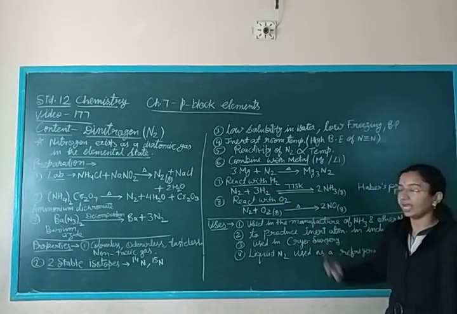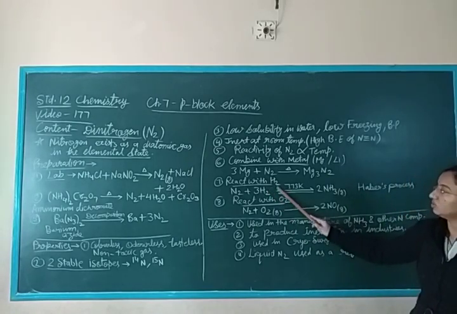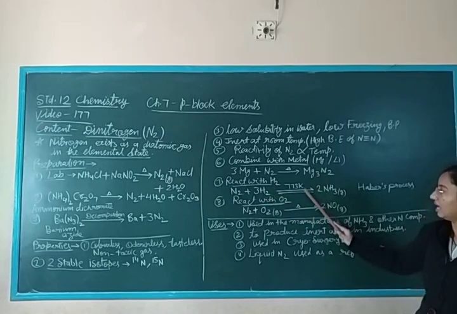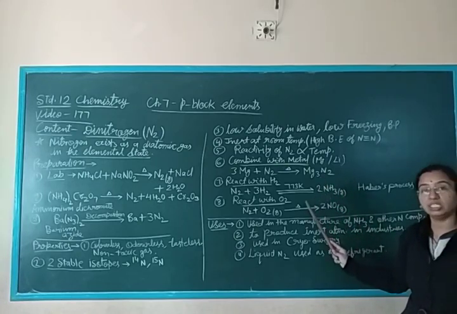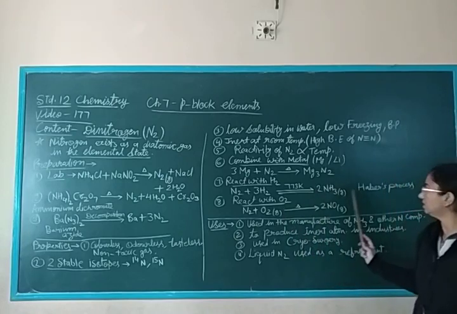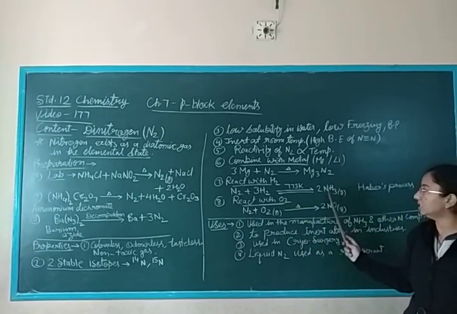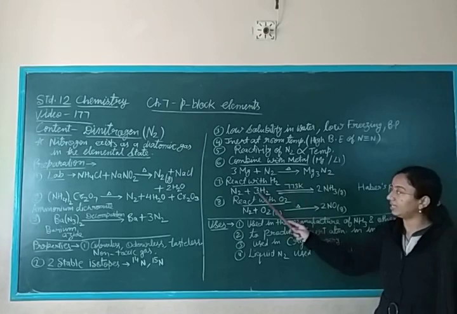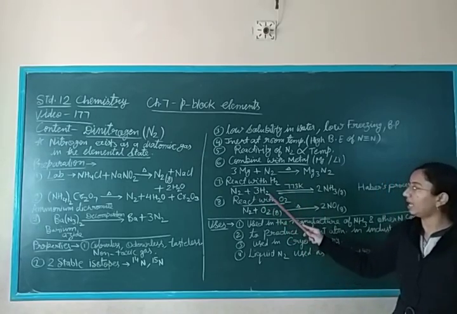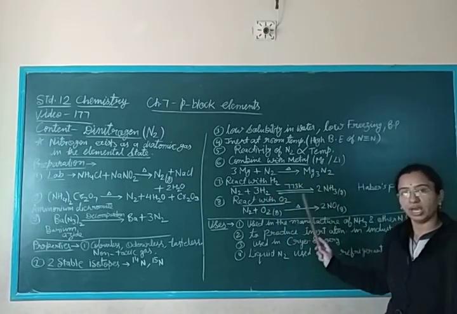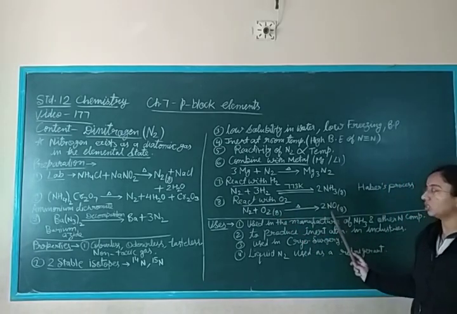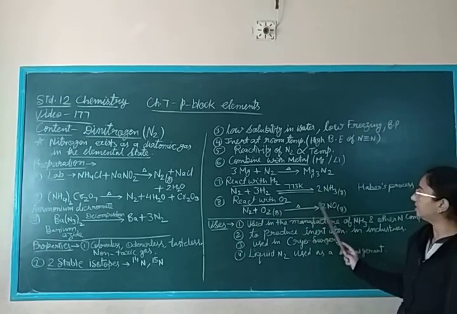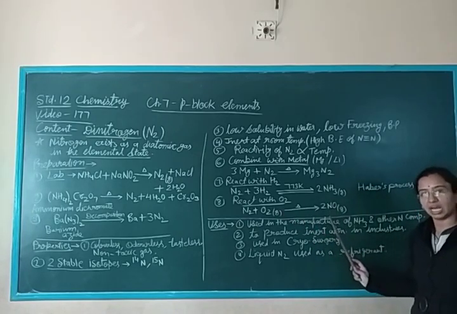Then it reacts with hydrogen. Nitrogen reacts with hydrogen at a temperature of 773 Kelvin, so it is converted into ammonia gas, and this process is known as the Haber process. In this Haber process, we prepare ammonia from nitrogen and hydrogen. Then nitrogen reacts with oxygen and on heating, NO, nitric oxide gas, is formed.